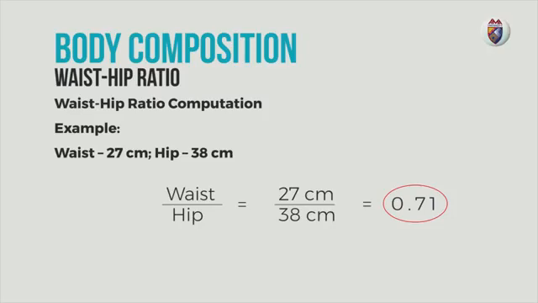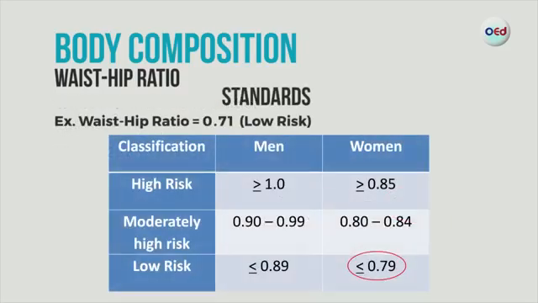Her solution would now be 27 centimeters divided by 38 centimeters. Calculating the answer, the solution would now yield 0.71. What does this value mean? What value did you get? Did you get a value greater than 1 or a value lower than this example? Just like your BMI, this test also determines how high your risks are for obtaining health-related diseases. In order to do this, you can compare your results using the waist-hip ratio table.